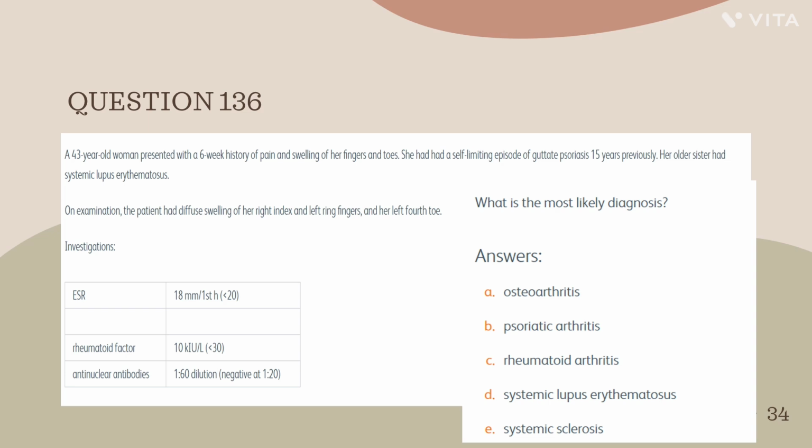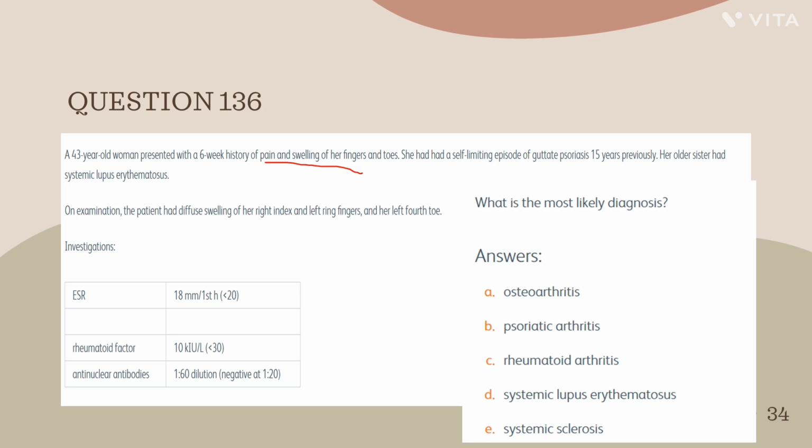Okay. Next question. A 43-year-old woman presented with a 6-week history of pain and swelling of her fingers and toes. She had had a self-limiting episode of guttate psoriasis 15 years previously. Now she's having pain and swelling of fingers and toes. Her older sister had SLE. So we are getting confused between SLE and guttate psoriasis. So we'll look at the other investigations.